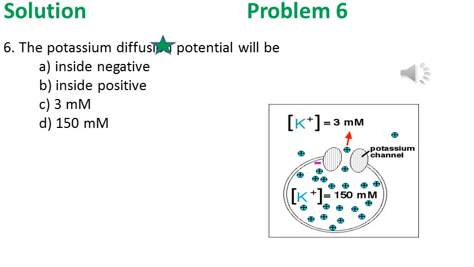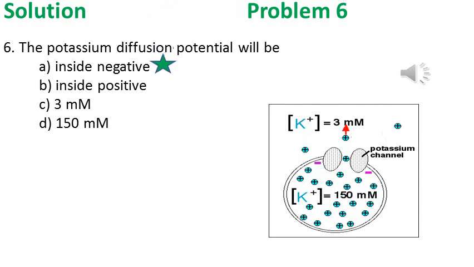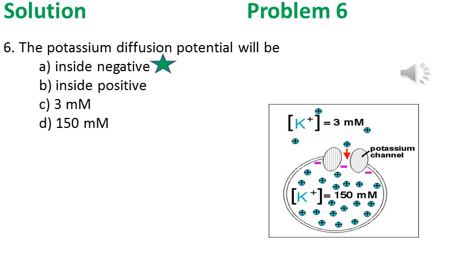The solution to problem 6 is choice A. The potassium diffusion potential will be inside negative. The positively charged potassium ions will leave the cell, leaving behind excess negative charge inside.